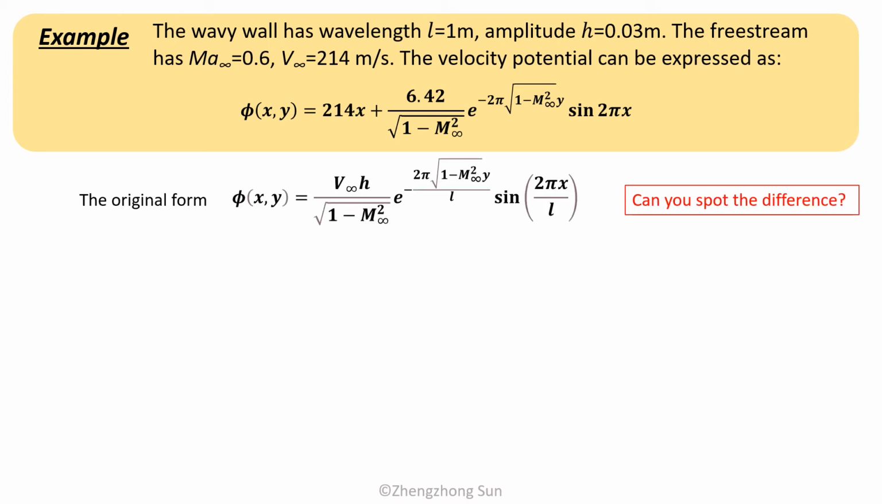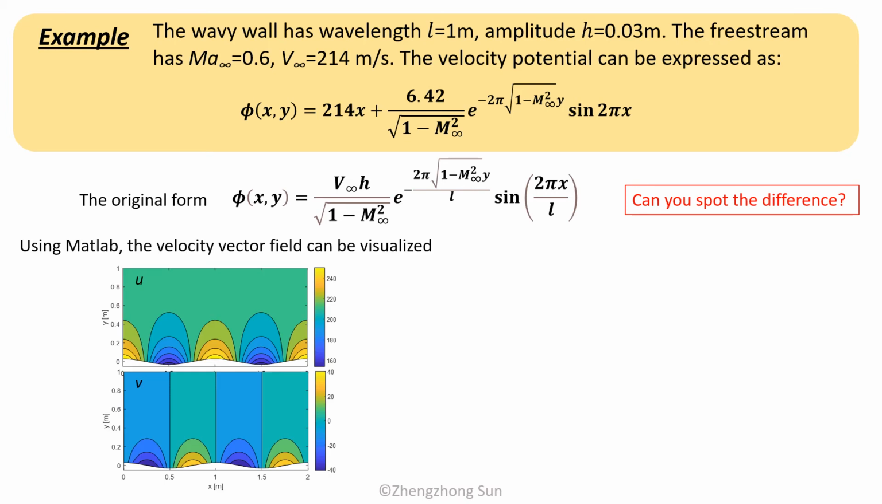Okay, so now the original form is like this. This is actually called the perturbation velocity potential. The above one is the velocity potential. That's the difference. The difference is 214 times x. And so I have a MATLAB code to apply this equation.